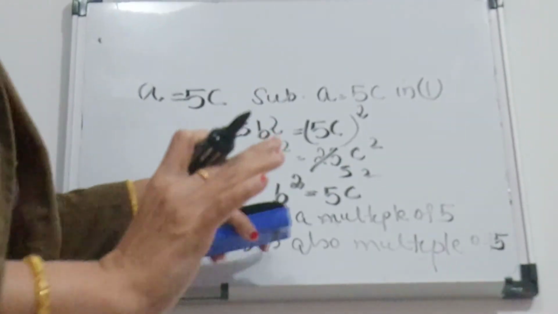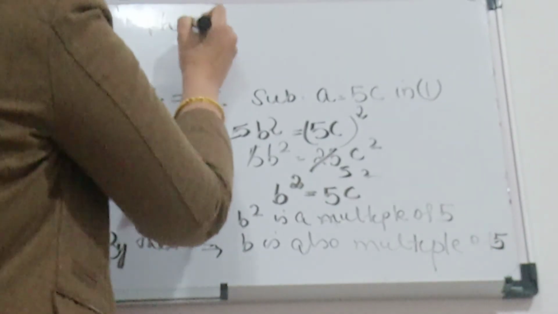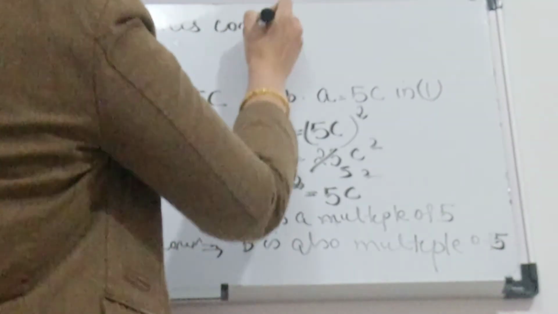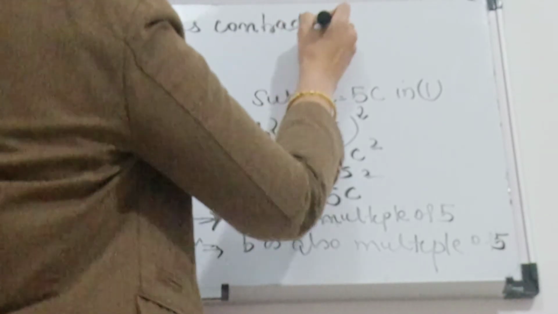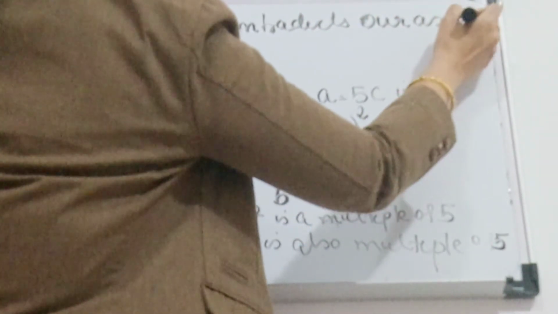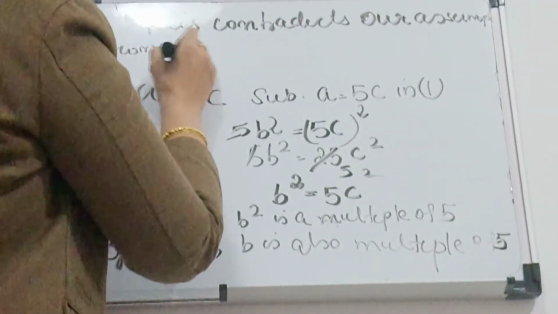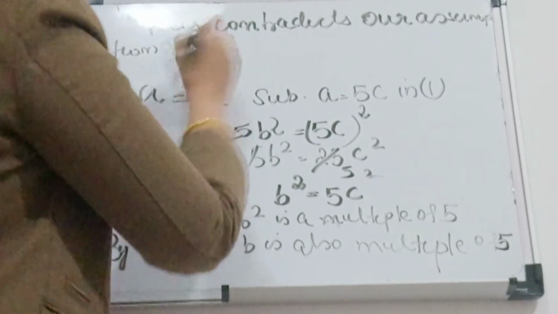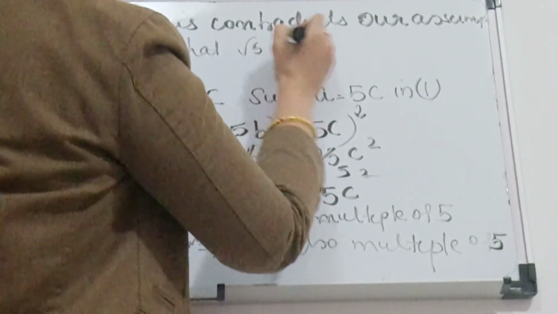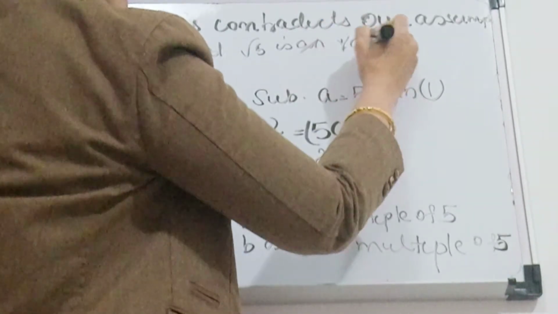So this means b is also a multiple of 5. This contradicts our assumption that root 5 is a rational number.